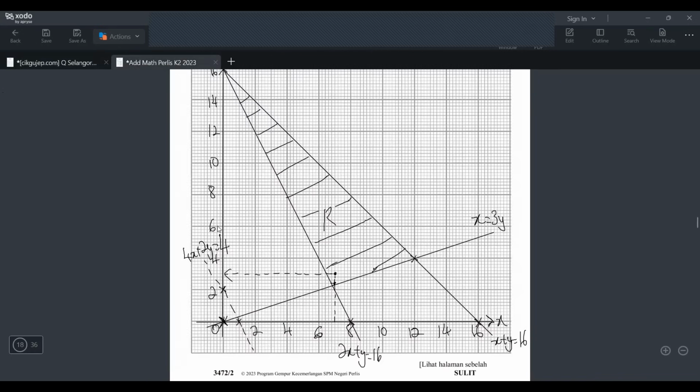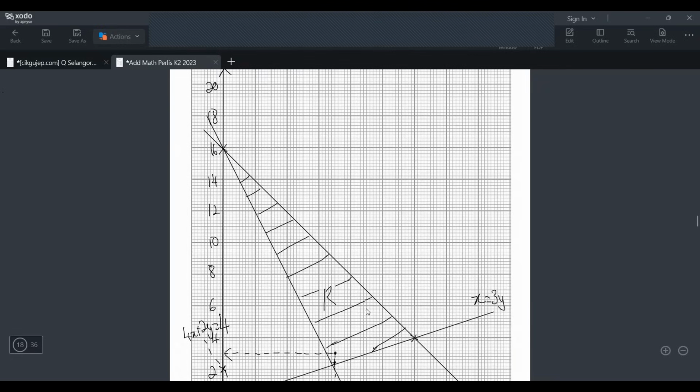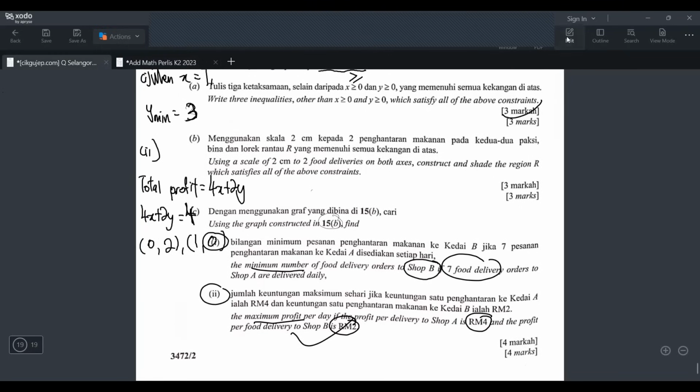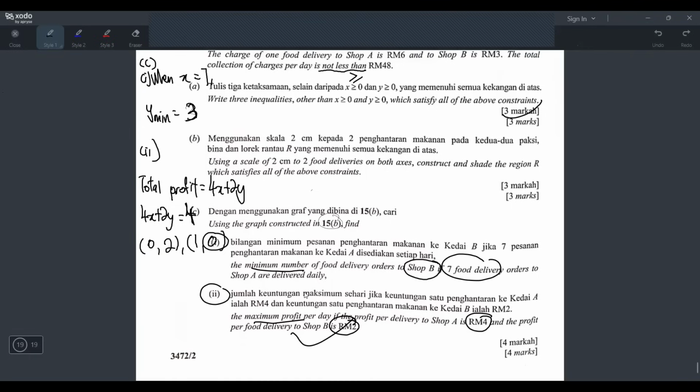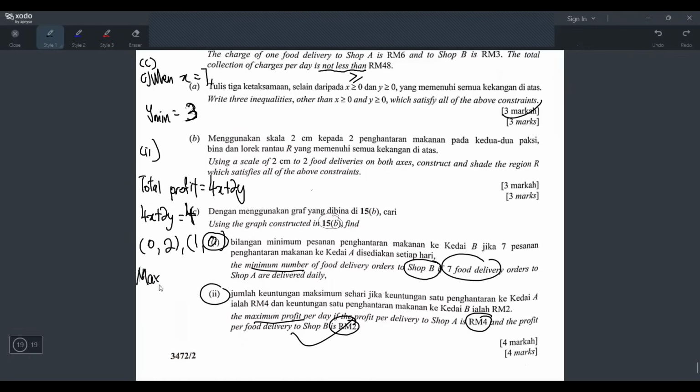So yeah, but if you want to add a zero, you can also. But your line will be longer. But it's the same, the answer is the same at the end. Okay, since they ask for maximum profit, it means I have to slide until, where must the answer be? The answer must be at the corner.